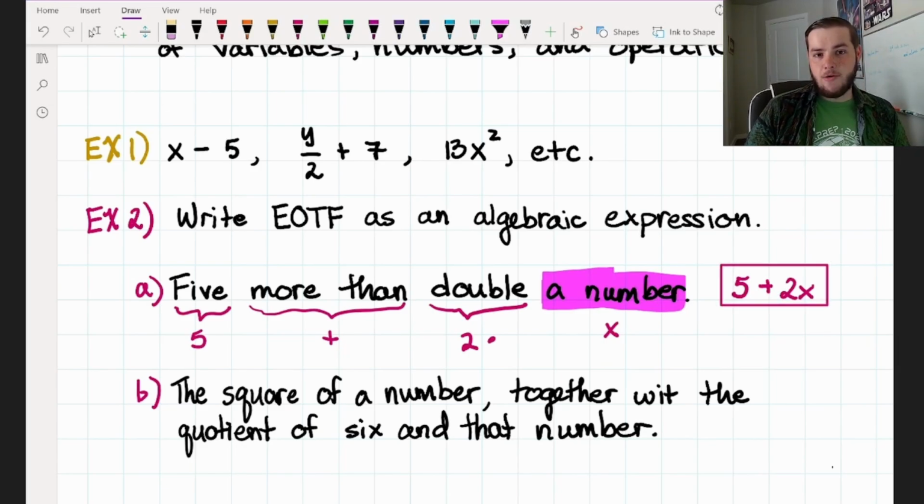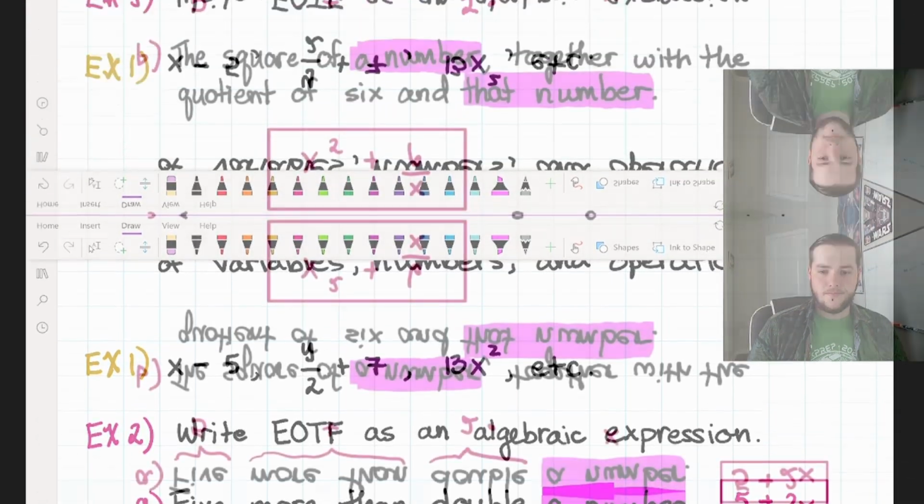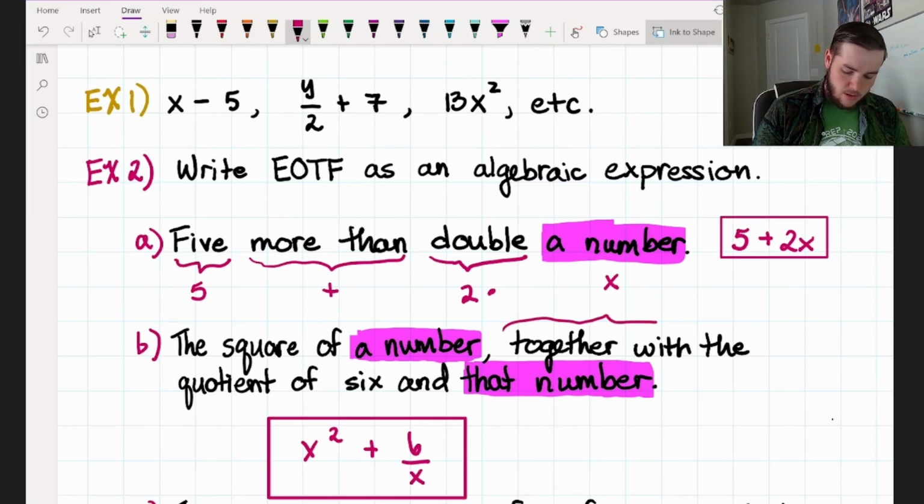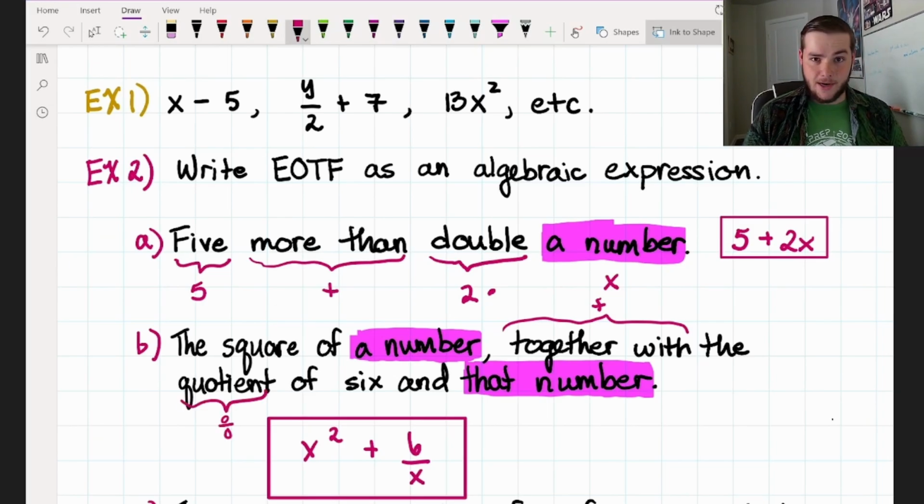I would like you to now pause the video and see if you can try part B on your own. Hopefully, we were all able to arrive at this expression, x squared plus 6 over x. The square of a number, that would be x squared, together with those words mean plus the quotient, which means division of 6 and that number.